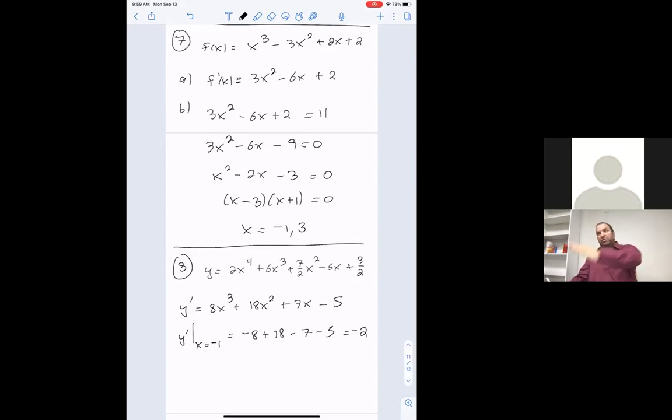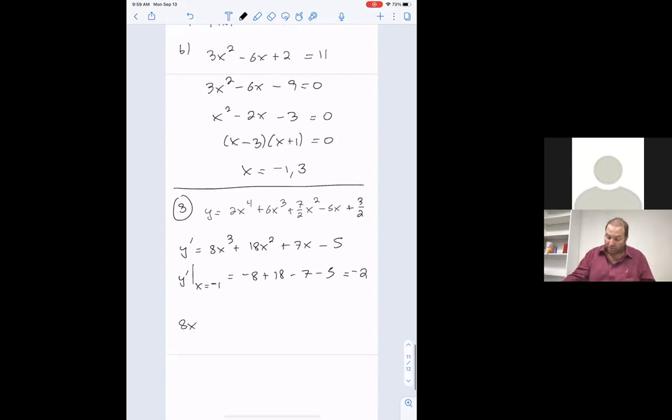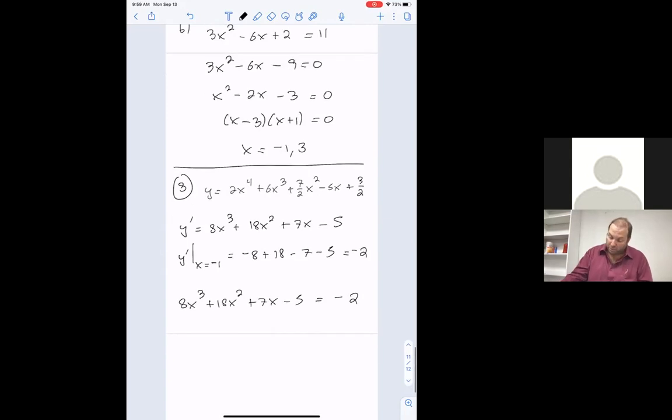Well, if it's parallel to this one, they have the same slope. So we want to find all points at which 8x cubed plus 18x squared plus 7x minus 5 is equal to -2, so that it has the same slope. In other words, 8x cubed plus 18x squared plus 7x minus 3 is equal to 0.